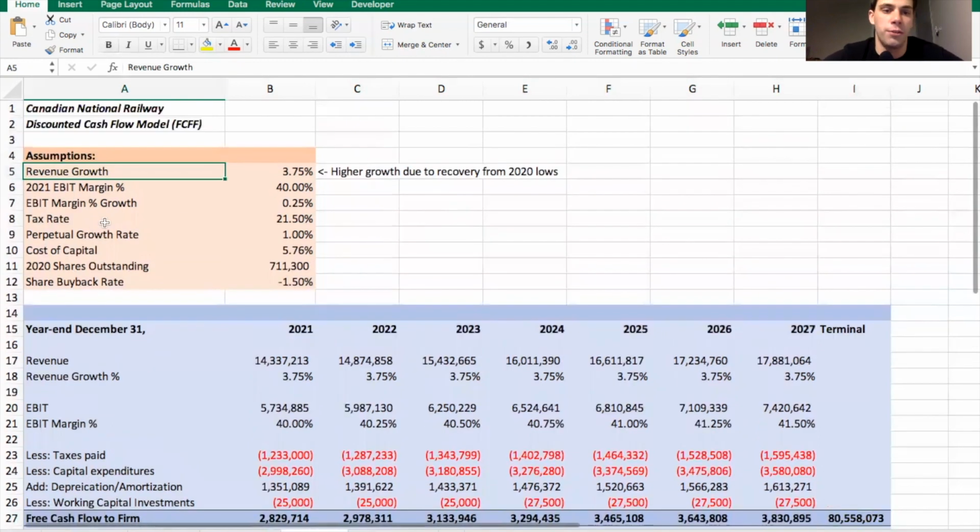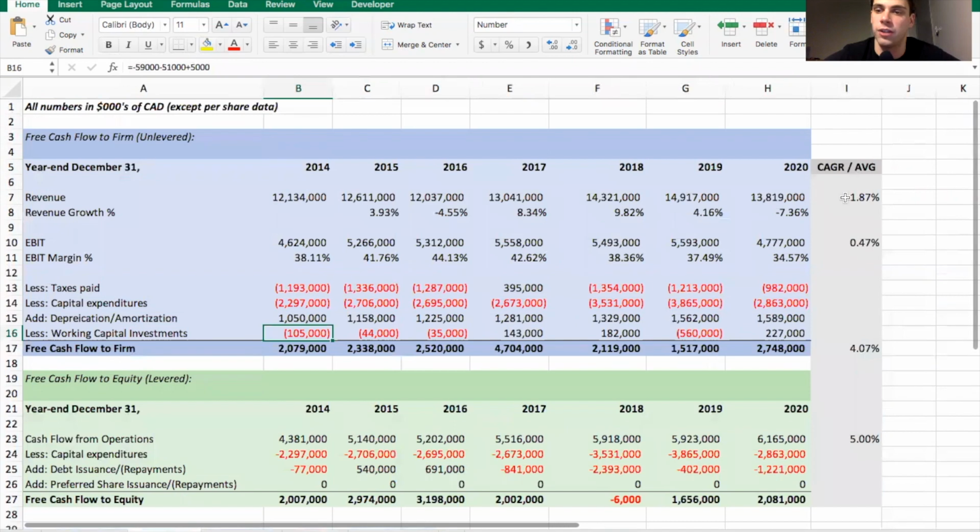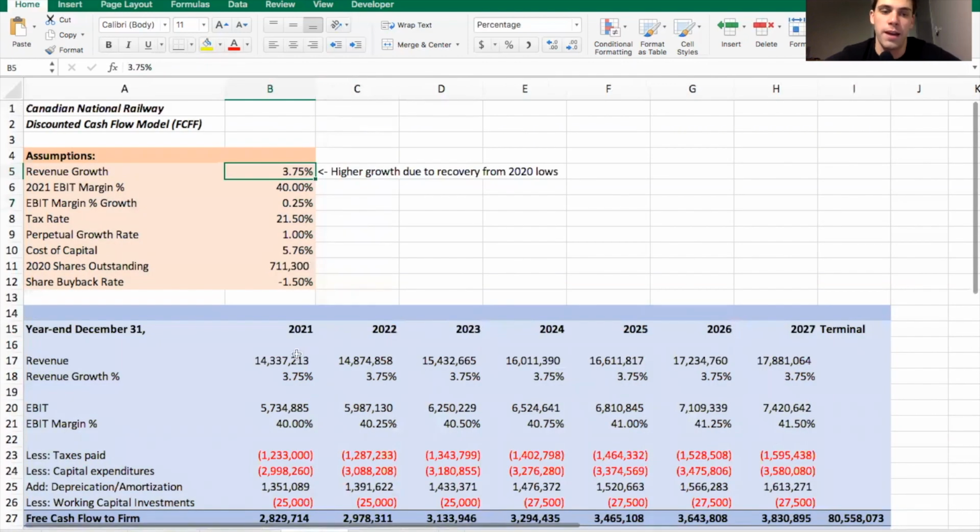So revenue growth, I put at 3.75%. Now, if we go back to the historical financial statements, we can see over the last 7 years, it was just under 2%. But a big reason for that was because 2020 was a really down year for them. So I think it makes sense to assume that this company will recover from that. And if we look at what their revenue actually ends up being under 3.75% growth, in the year 2027, we're assuming it's just under $18 billion, which might be slightly optimistic, but I think overall it is reasonable.